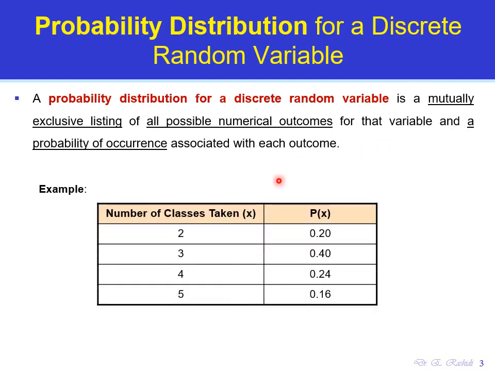So this is a probability distribution of a discrete random variable. The variable is the number of classes that you take. It is discrete because the outcome is a whole number. So for example, 2 classes, 3 classes, 4 classes, 5 classes. This is for a specific example where they do not take other values. For example, he or she doesn't take 1 class or 6 classes or more. Also, in the second column, there is the probability associated with each of these outcomes.